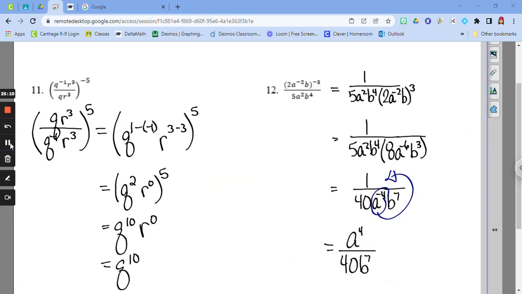How'd we do? Okay. Yes. When you have more than one rule in the problem, and a lot of times you do with division, take care of one rule at a time. Don't try to do too much work at the same time. Okay?